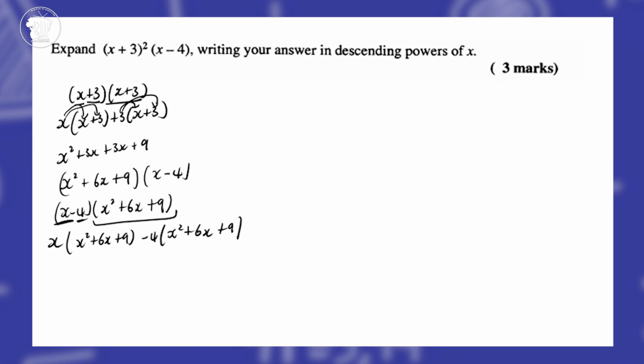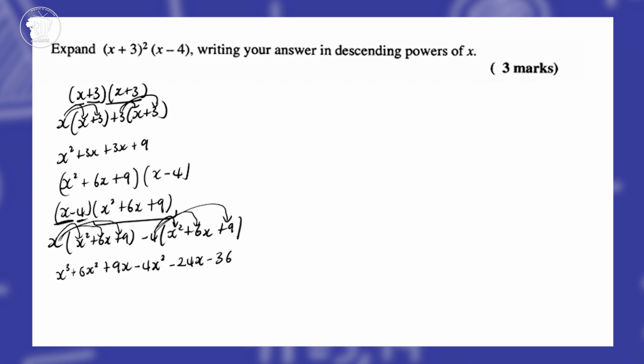So I multiply x times x squared would be x to the third power. X times 6x will be plus 6x squared. And x times 9 will be plus 9x. Now negative 4 times x squared would be negative 4x squared. And negative 4 times 6 is negative 24x. And negative 4 times 9 would be a negative 36.